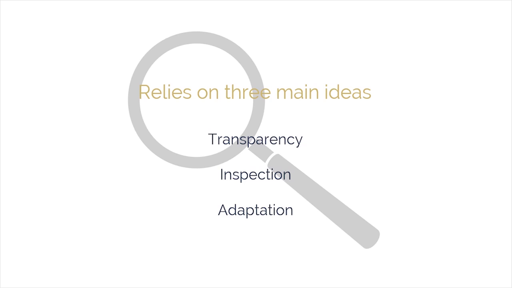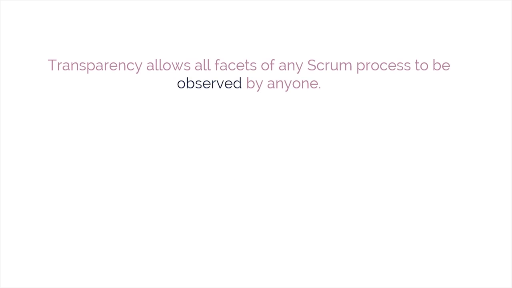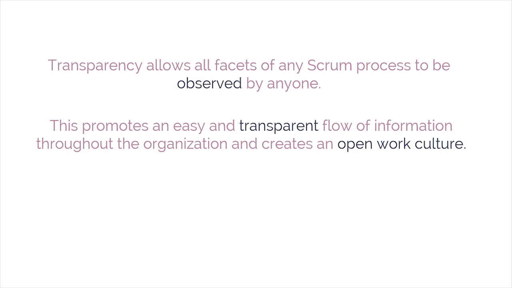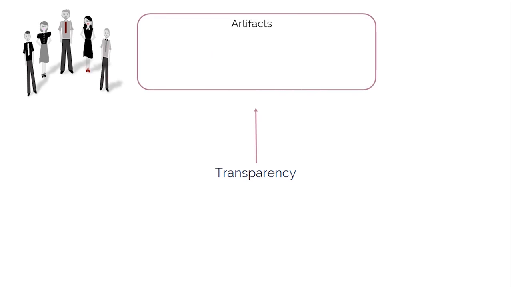Let's start with the first idea, transparency. Transparency allows all facets of any Scrum process to be observed by anyone. This promotes an easy and transparent flow of information throughout the organization and creates an open work culture. In Scrum, transparency is provided by openly sharing the project vision statement, which can be viewed by all stakeholders and the Scrum team. The prioritized product backlog with user stories can be viewed by everyone, both inside and outside the team.